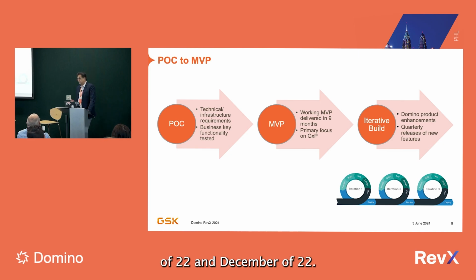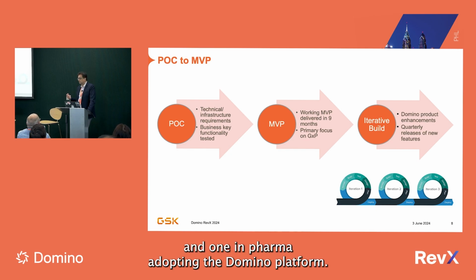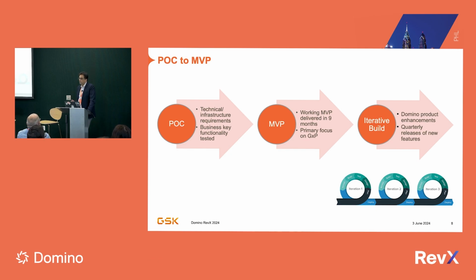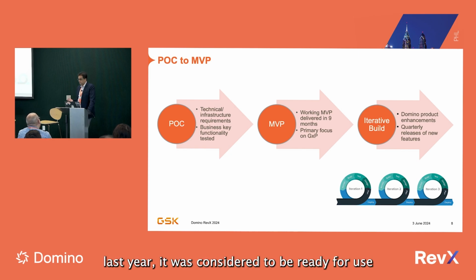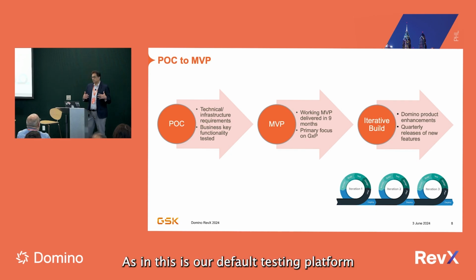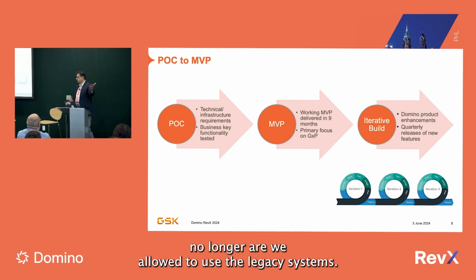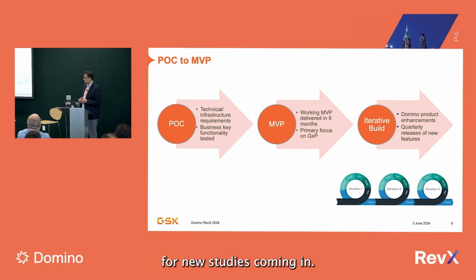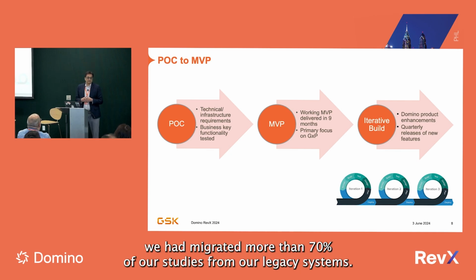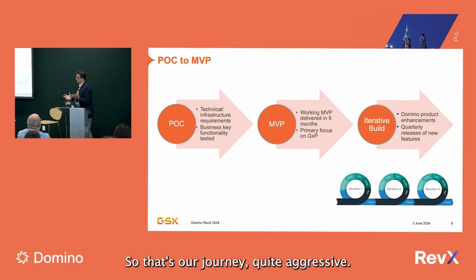In December of 22, we had 2 studies, one in vaccines and one in pharma, adopting our Domino platform. In August of 23, last year, it was considered BAU, meaning this is our default testing platform. No longer are we allowed to use the legacy systems for new studies coming in. And by December of last year, we had migrated more than 70% of our studies from the legacy systems. So that's our journey, quite aggressive.